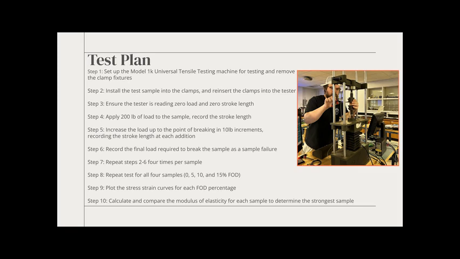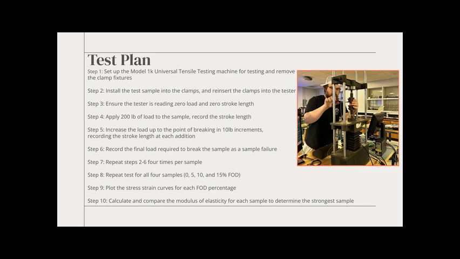Step 6 is to record the final load required to break the sample as a sample failure. It is pivotal to ensure these points show reasonable data since many factors in the manufacturing process could lead to premature breakage. Step 7 is to repeat steps 2 through 6 4 times per sample. Step 8 is to repeat the test for all 4 samples containing 0, 5, 10, and 15% FOD.